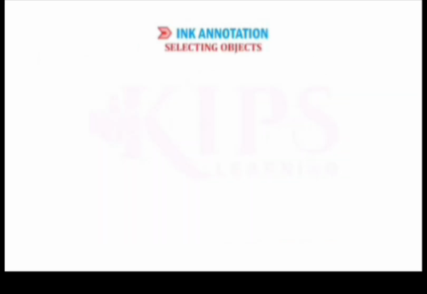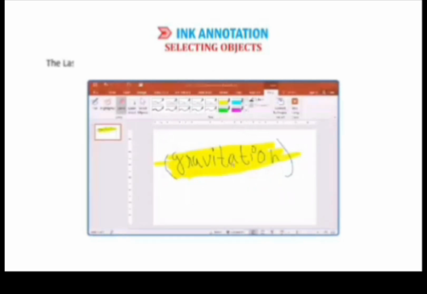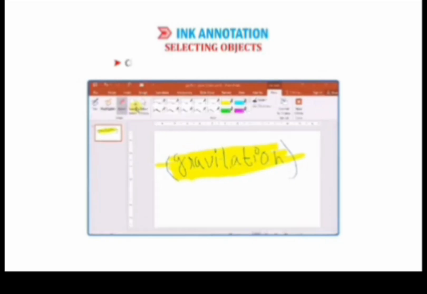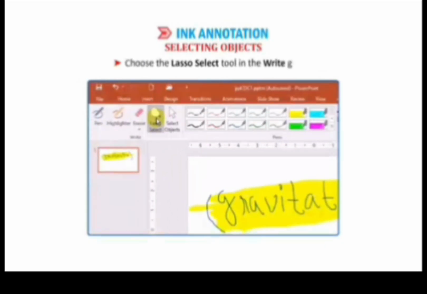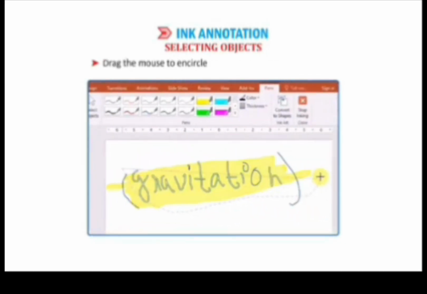Let us learn how to select objects. The Lasso Select tool on the Pens tab allows you to select an object drawn by a pen tool. To select the object, choose the Lasso Select tool in the right group. The pointer changes into a plus symbol. Drag the mouse to encircle the part that you want to select.